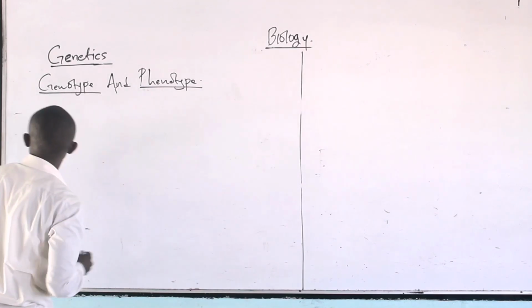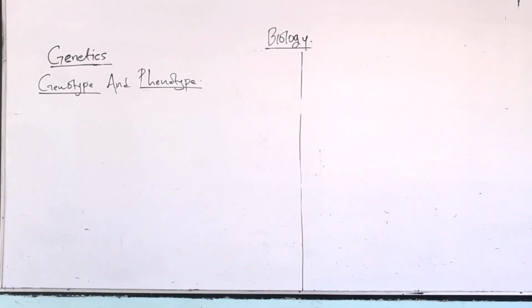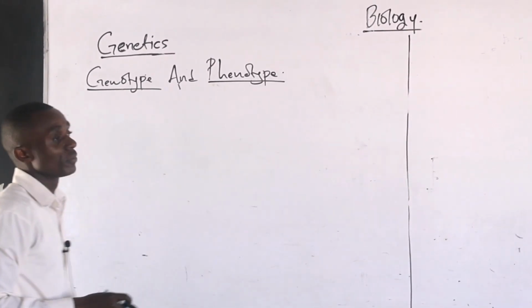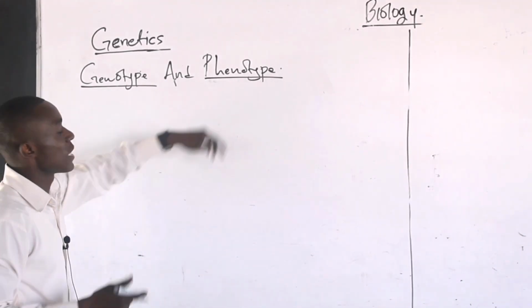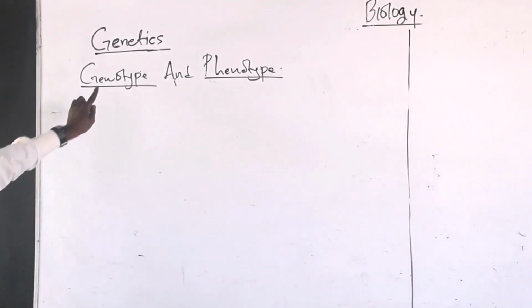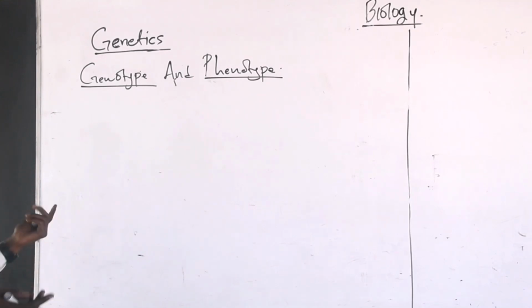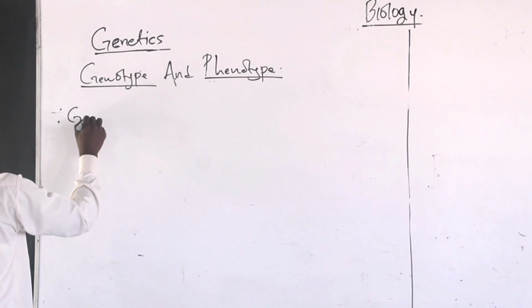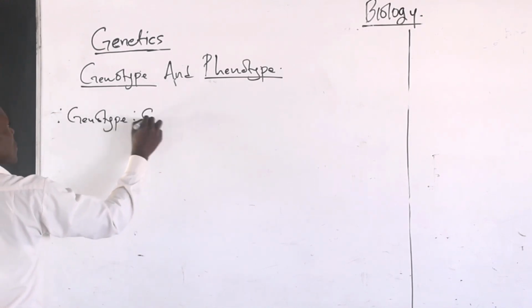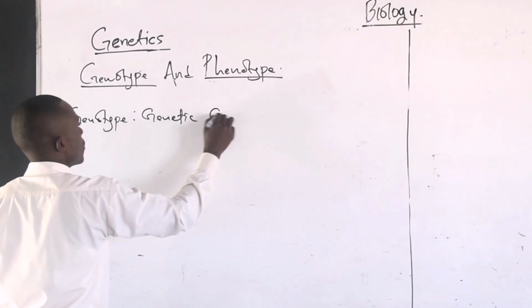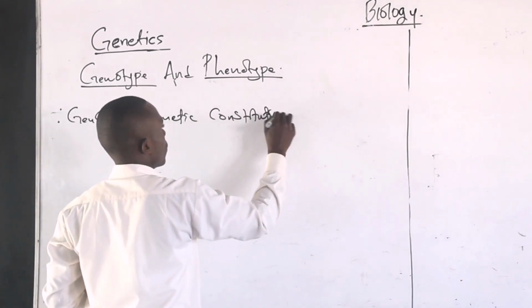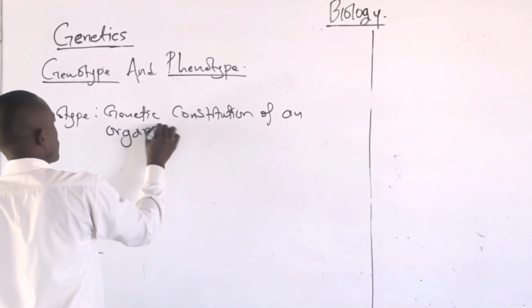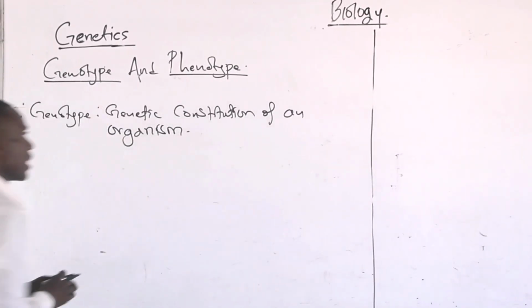Genotype and phenotype. So what is genotype and what is phenotype? I cannot know your genotype unless I see your phenotype. In other words, what do I mean? Phenotype is an outward appearance of the genotype. And what is a genotype? Genotype simply means genetic constitution of an organism.